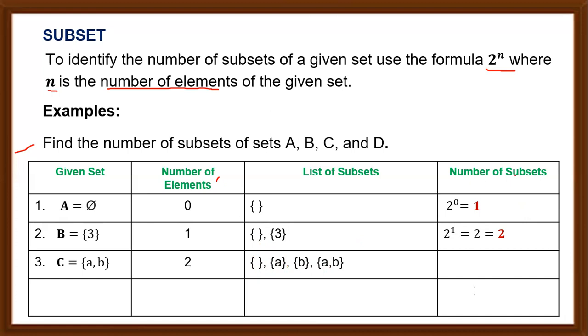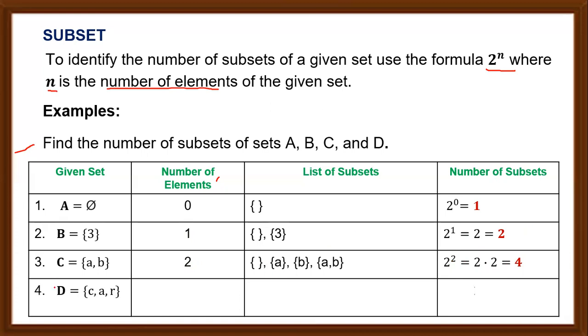Ngayon, hanapin natin yung number of subsets using the formula, yung 2 raised to n, copy mo ulit yung 2, tapos yung 2 na exponent, nanggaling po siya dito sa number of elements. Kaya nga 2 raised to 2. What is the value of 2 raised to 2? That is meaning 2 times 2 and that is equal to 4. Ibig sabihin meron siyang 4 na number of subsets.